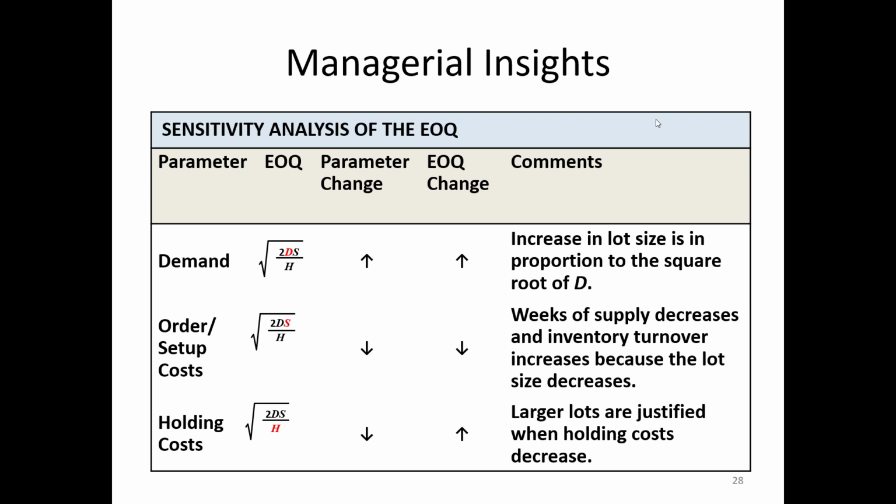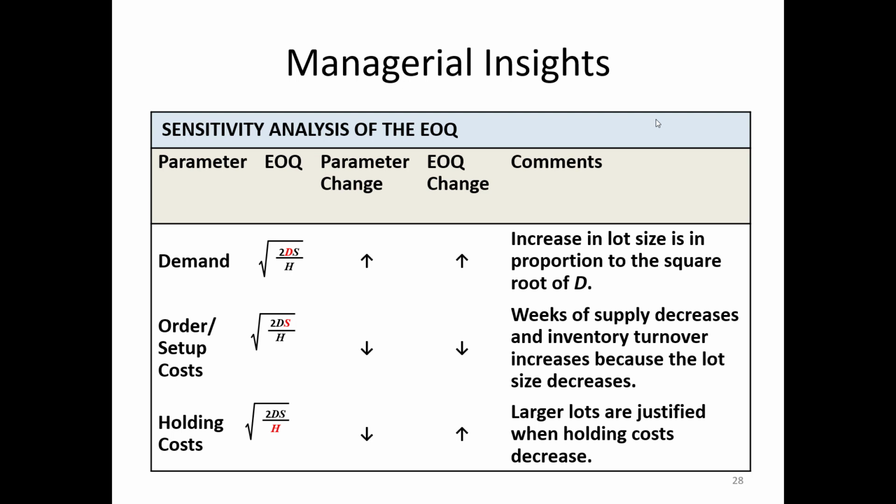Now, when we think of ordering and setup costs, at the very beginning in the last part, we talked about all the elements that go into an order or setup. So if any of those items within the order and setup cost category change, S changes. And when S changes, EOQ changes. And we need to follow it through.